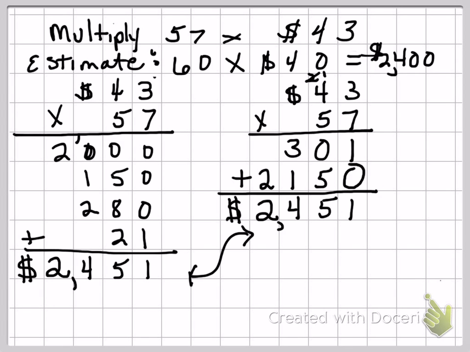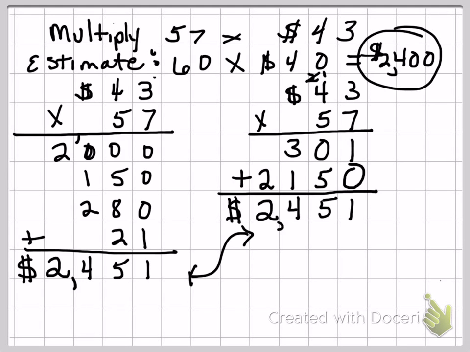Now, let me ask you, is my answer reasonable? Look at this. My answer is reasonable because my estimate is 2,400. Once again, using my grid paper or my columns on my loose leaf or my journal, I'm going to make sure I keep my columns really nice and clean so I can see my addition.